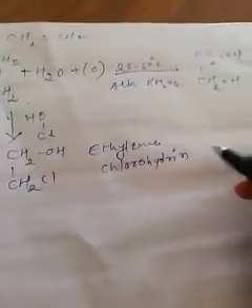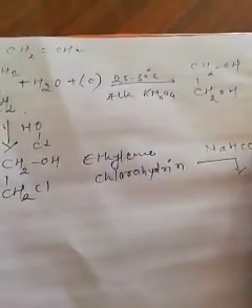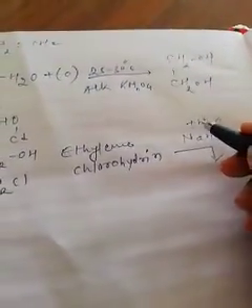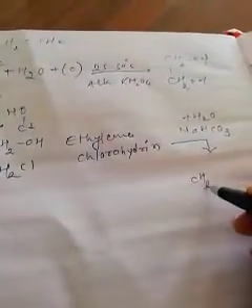This ethylene chlorohydrin again undergoes hydrolysis reaction in presence of sodium bicarbonate. We are using aqueous sodium bicarbonate, and the reaction undergoes hydrolysis. Hydrolysis means this Cl gets replaced by OH now. So we get CH2OH, CH2OH, which is nothing but ethylene glycol. So this is about the preparation of ethylene glycol from ethylene.